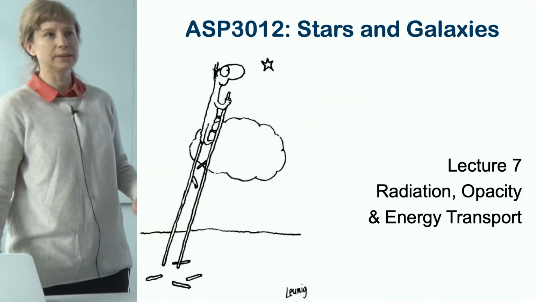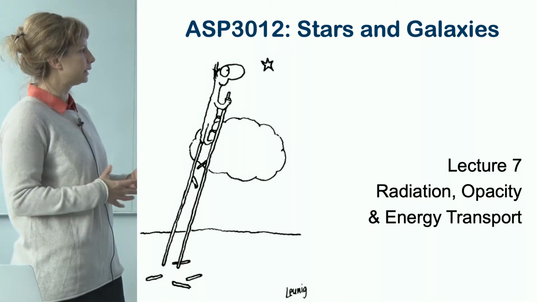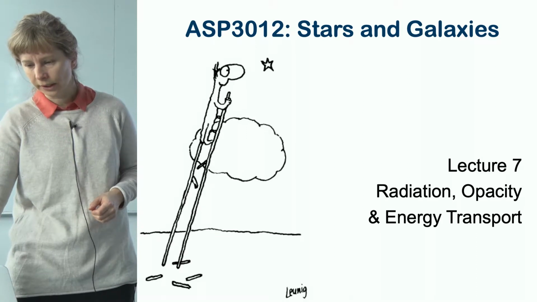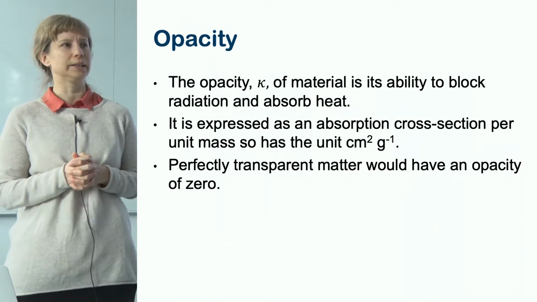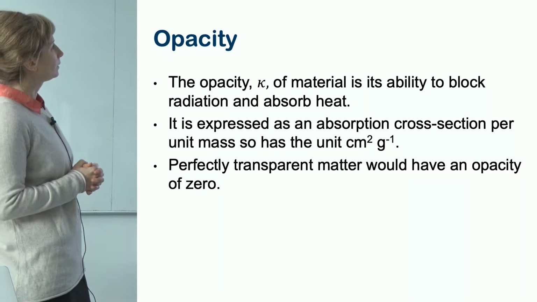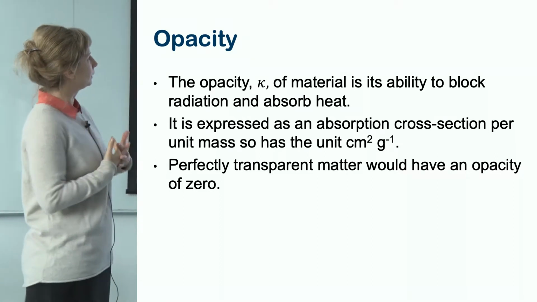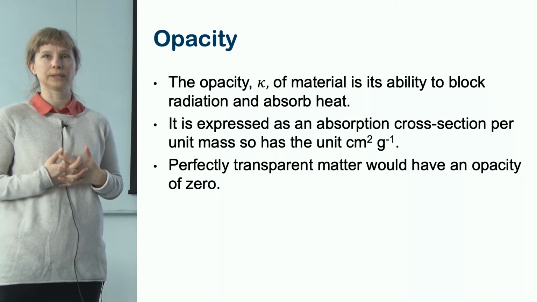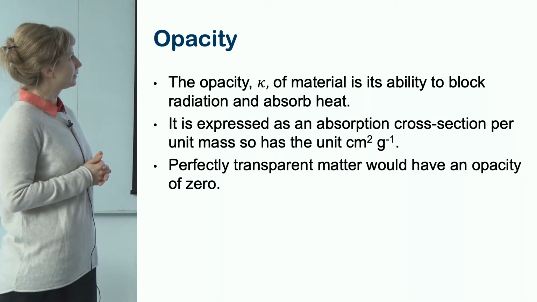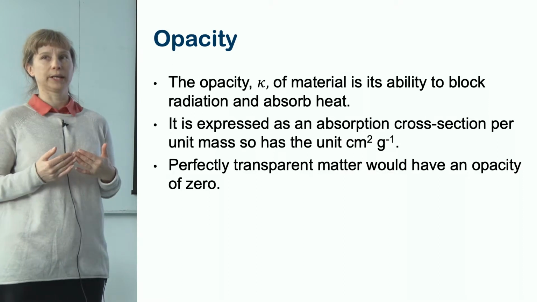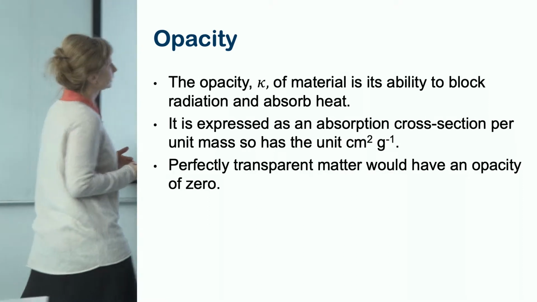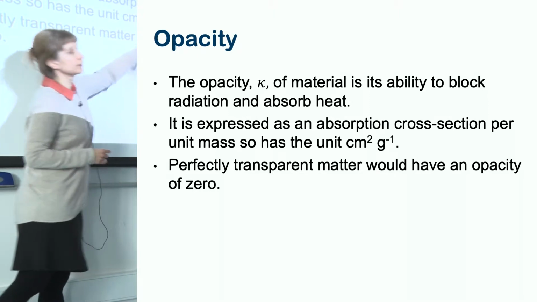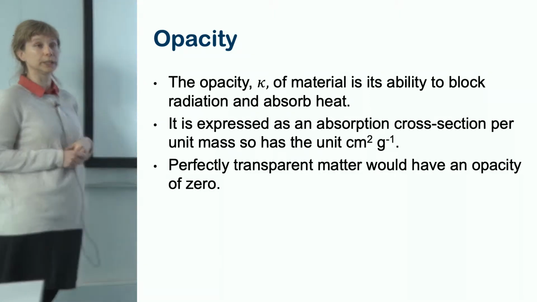Okay, so this lecture is a combination of looking at radiation opacity and energy transport in a bit more detail. So let's look at this opacity kappa in a bit more detail. The opacity of a material is its ability to block radiation and absorb heat. This is what that quantity represents. It's expressed as an absorption cross-section per unit mass, so it has the units centimetres squared per gram, if we're looking at it in CGS units.